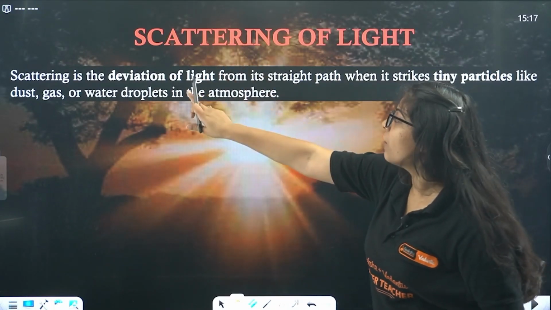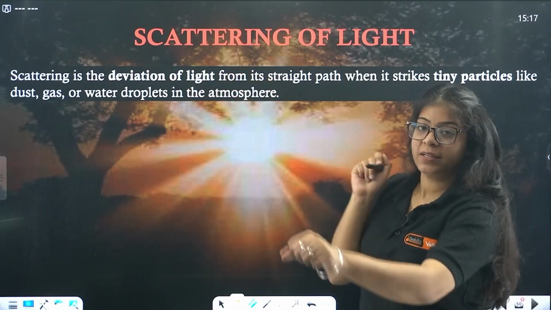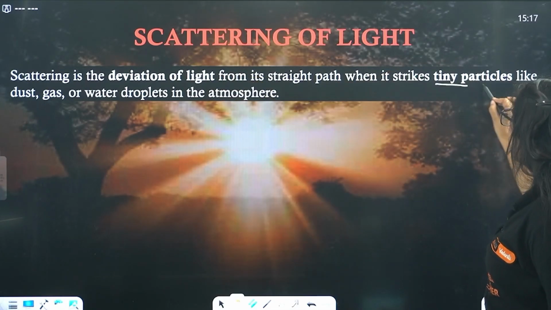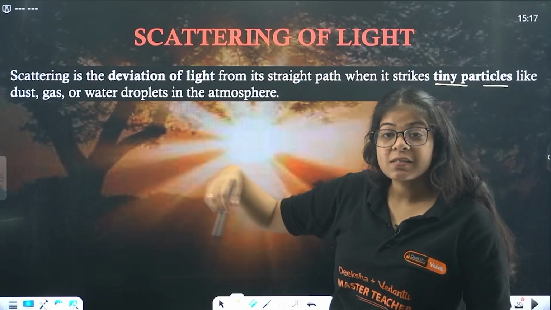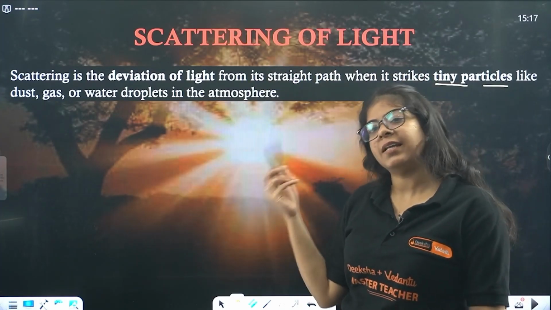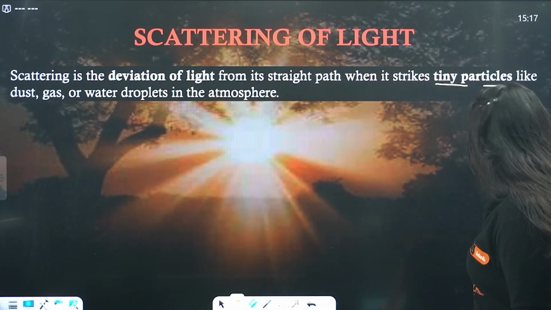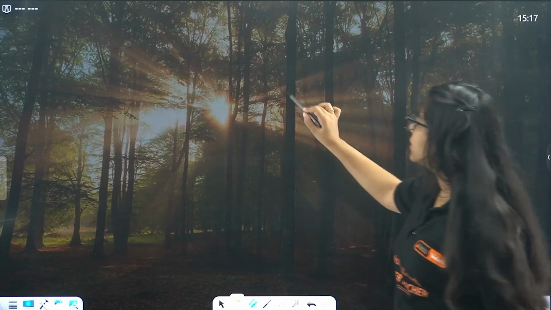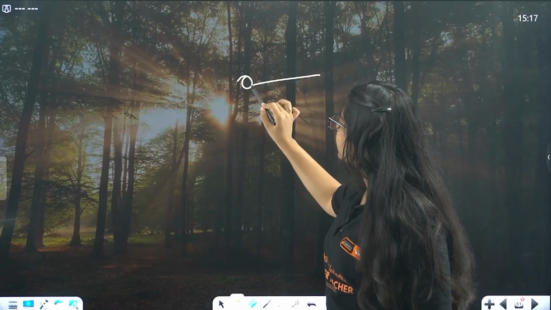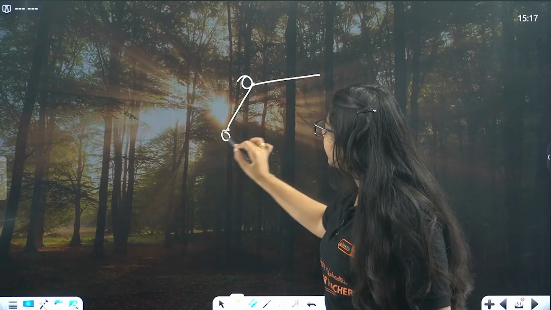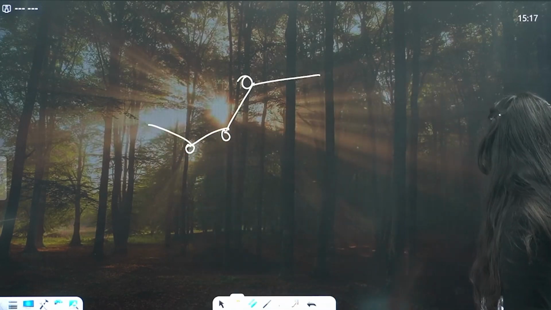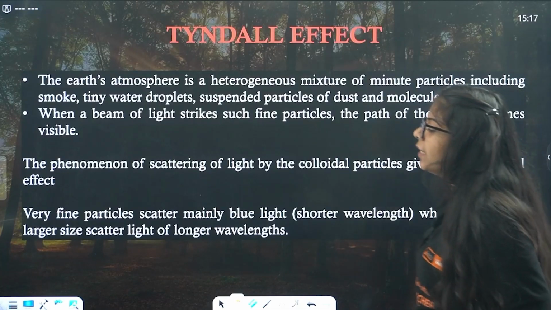So scattering of light is the deviation of light from its straight path when it strikes tiny particles like dust, gas, or water droplets inside the atmosphere, right? So beta, now that is it about the scattering. This is the light going, there's a particle, it deviates, particle, it deviates, particle, it deviates. It just keeps on doing it. Okay. After that, we have Tyndall effect.